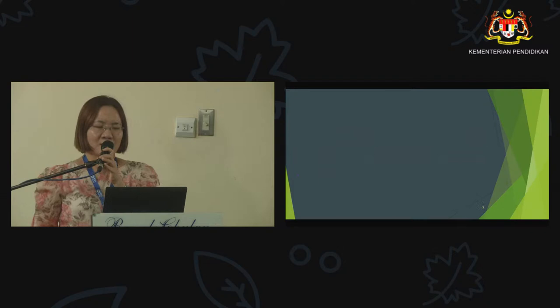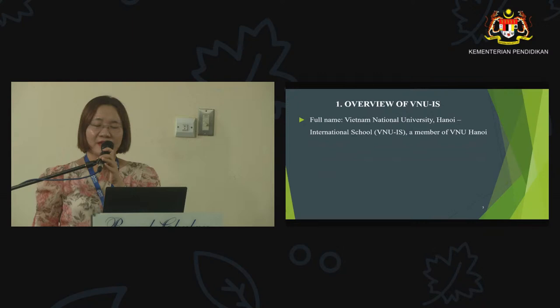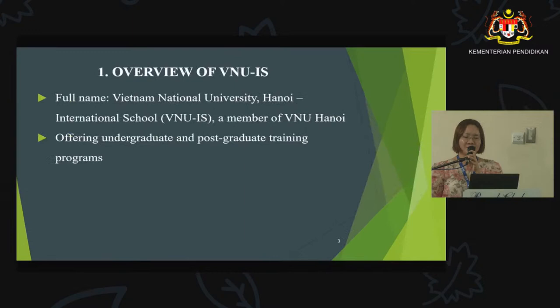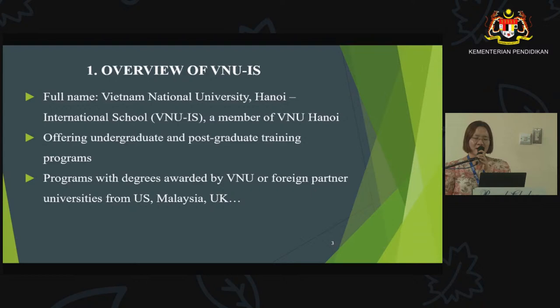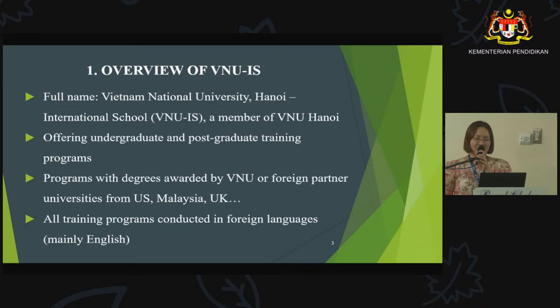So I come from Vietnam National University Hanoi, that is VNU, and then we have the International School, that is a member of VNU Hanoi. At our school, we offer undergraduate as well as postgraduate training programs. With our programs, the degrees can be awarded by VNU or any foreign partner university. We have foreign partner universities from the US, Malaysia, the UK, and many others. Our training programs are conducted in foreign languages, mostly English.